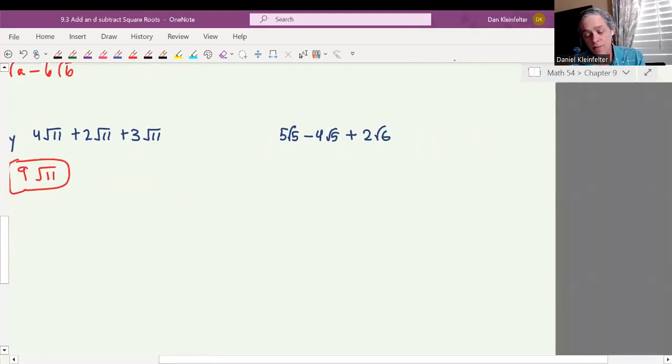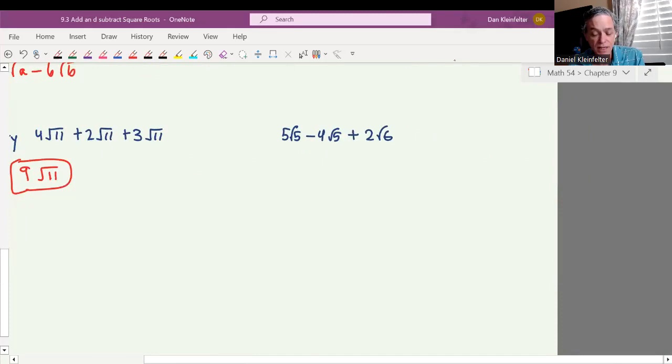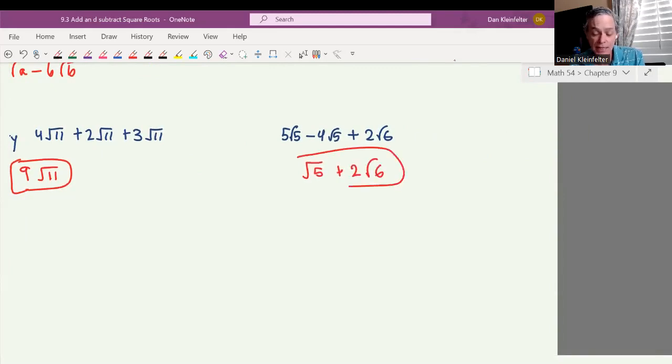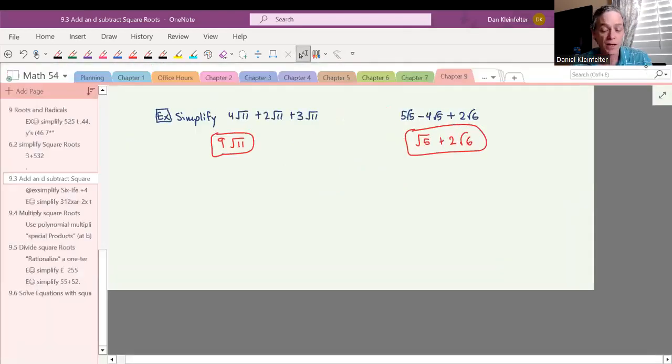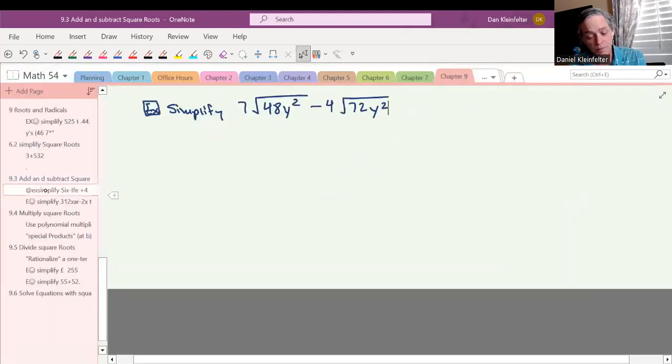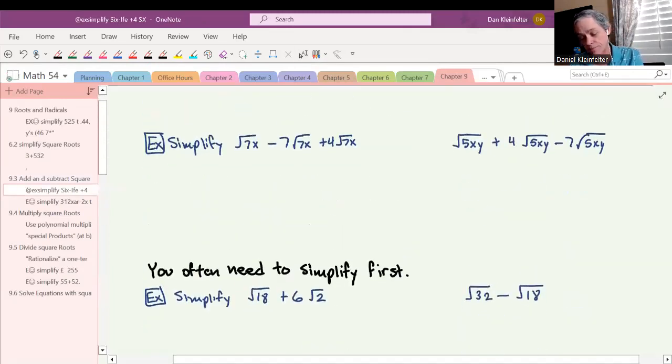All right, let's try some square roots of 5s and square roots of 6s. 5 square roots of 5 minus 4 square roots of 5, that's 1 square root of 5, plus 2 square roots of 6. And that's as good as it gets. I can't combine that any further because one is square roots of 5, the other is square roots of 6. And so we can't combine it any further than we already have. Okay, let's try some more.